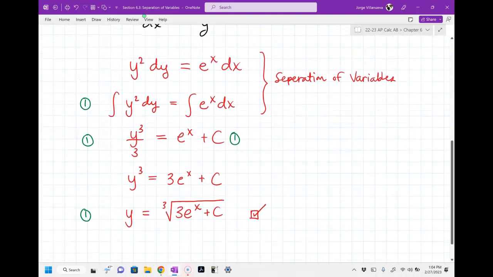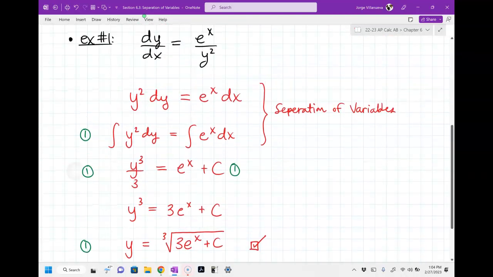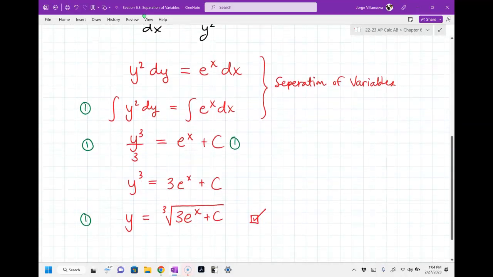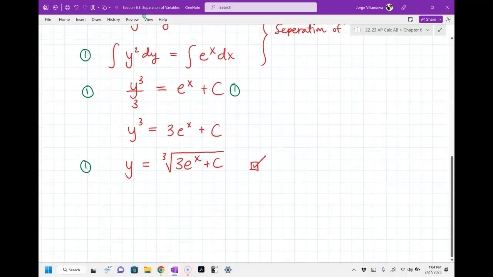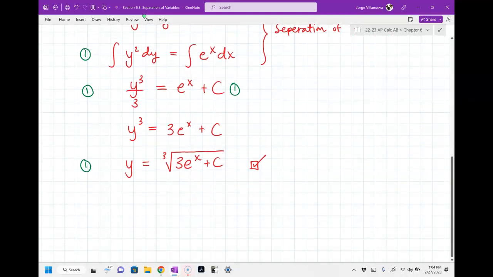So we're going to start off with a differential equation, dy dx equal to e to the x over y squared. And we're going to integrate both sides after we separate variables. And then after we do that, we just solve for y. If you don't show separation of variables, you automatically get a 0. Doesn't matter whether you got the right answer. They won't give you any points if you don't show separation of variables. Okay? So make sure you guys do that. Any questions on this one?